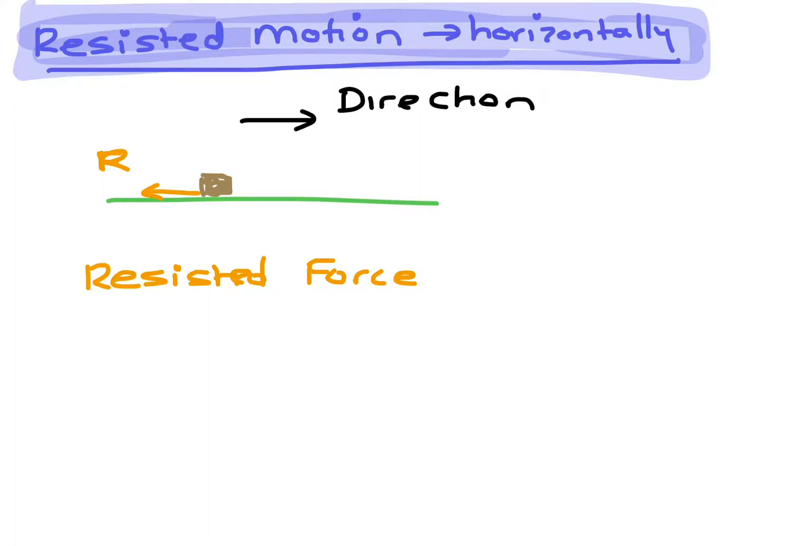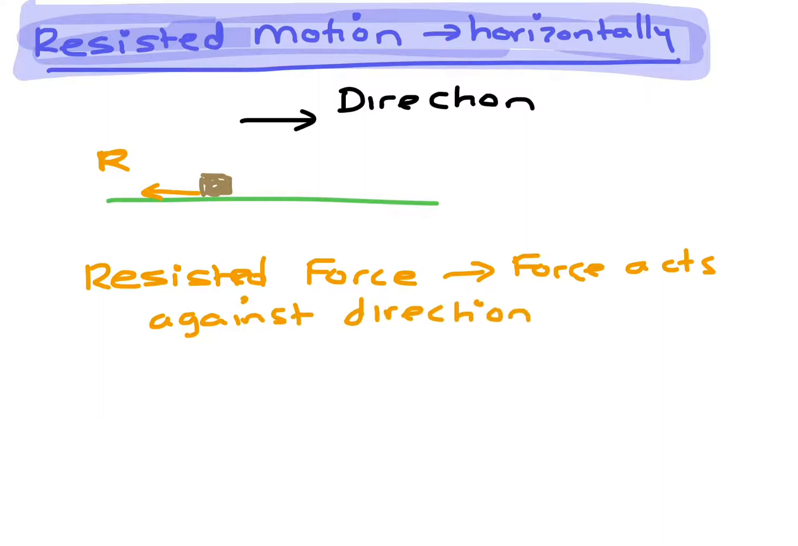I just wanted to talk about resisted forces when something is in motion. Now, a resisted force is a force that acts against the direction of the object, so it's in the opposite direction. If you look at this one up above in the horizontal plane, if the direction was to the right, the resisted force would be going to the left.